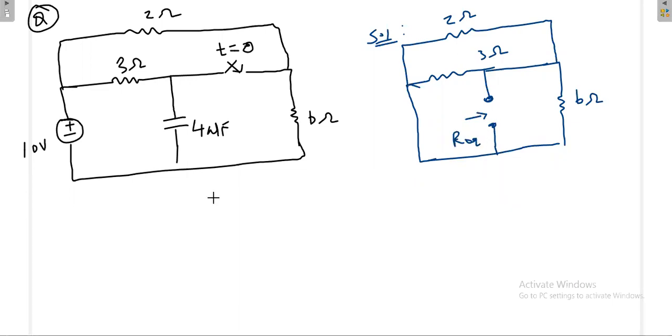So anybody, what is the R equivalent looking from this terminal? If you concentrate properly, concentrate on these two terminals, because this terminal is same as this terminal. Now between these two terminals, one resistance is there, and between this terminal and this terminal, another resistance is there. That resistance value is 3 ohm. Another resistance is there. Between this one and this one, another 2 ohm is there. Once you concentrate properly, all the resistances are in parallel combination.